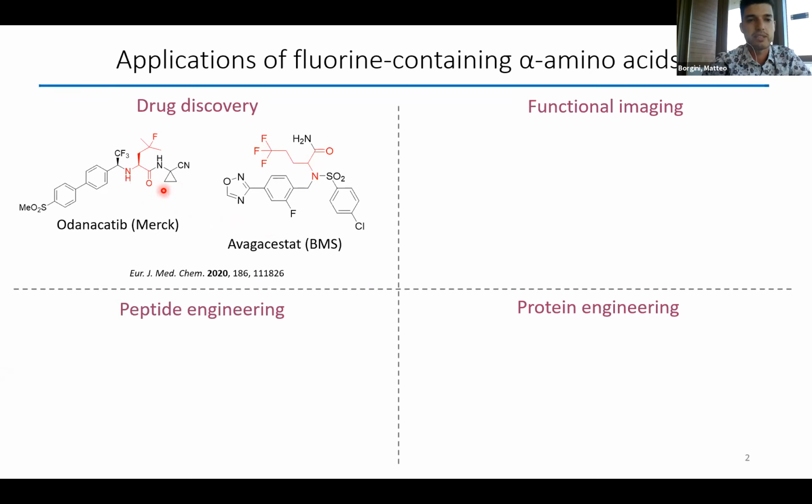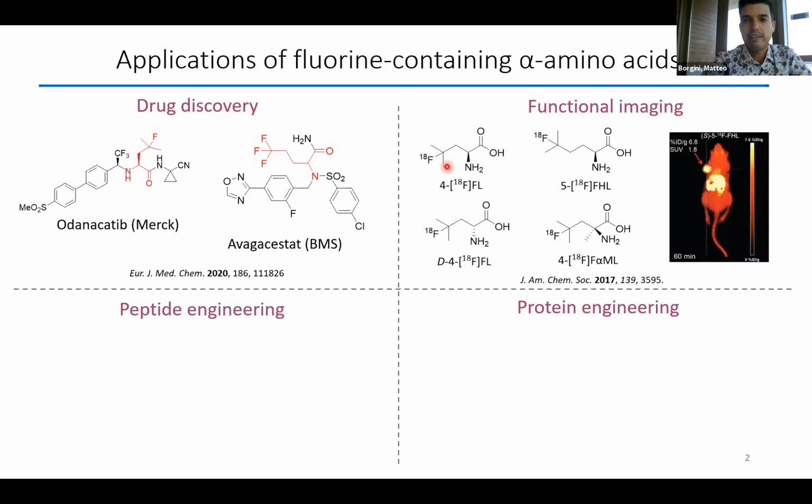In their scaffold, you can see the fluorinated alpha amino acid, because they can be very useful to improve potency, reduce metabolism, improve permeability, and get a better toxicity profile. In other words, they can be very useful to improve both pharmacodynamics as well as pharmacokinetics.